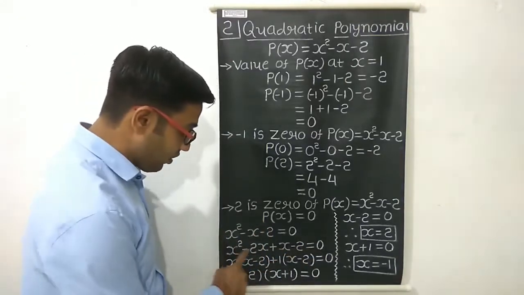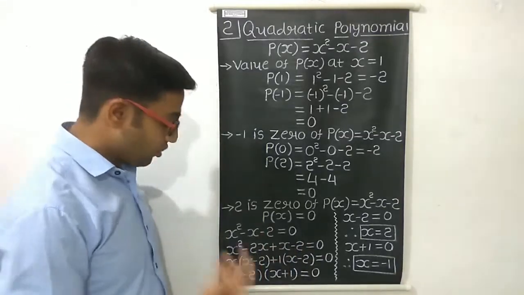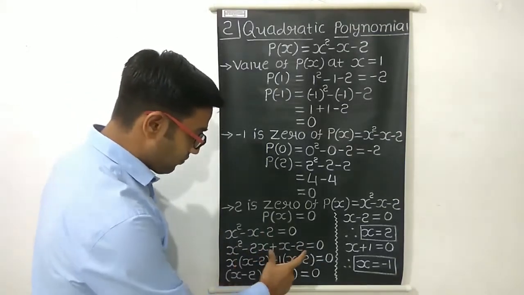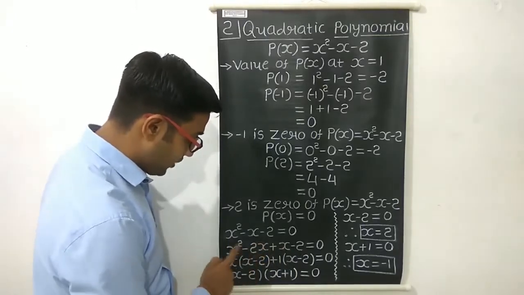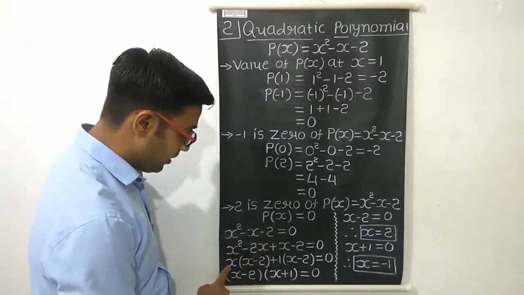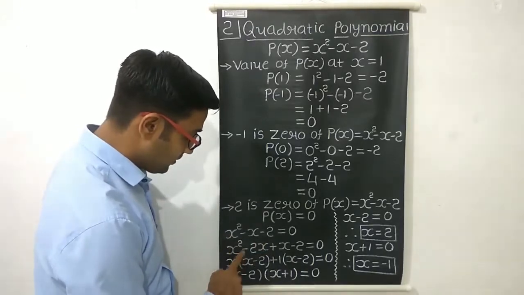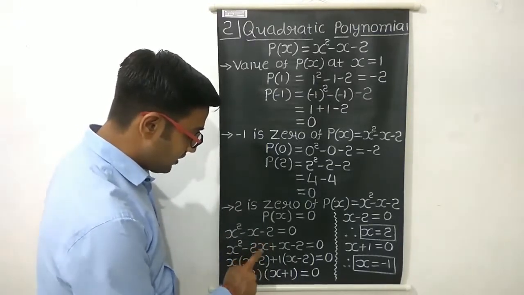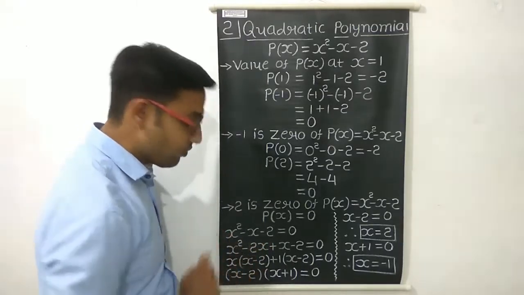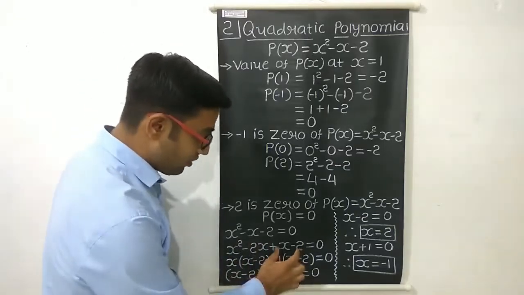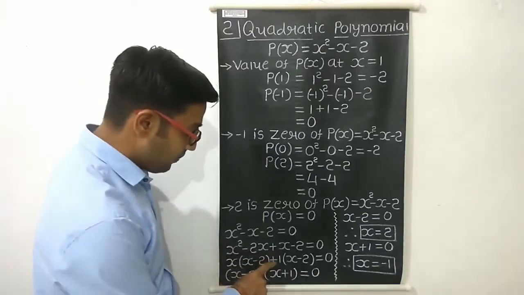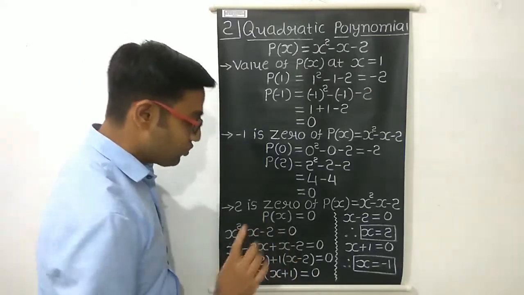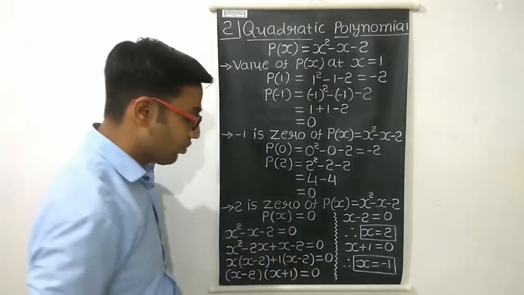So now we have 4 terms. Take the common from each pair of 2 terms. From the first 2 terms we get x as a common. By taking x as a common, what remains here is x minus 2, as it is. Since x is common here, only 2 remains. From these 2 terms, nothing is common, so 1 we can take as a common. Plus 1. So in the bracket, x minus 2 remains as it is, equals to 0.